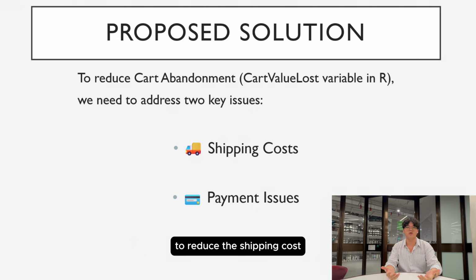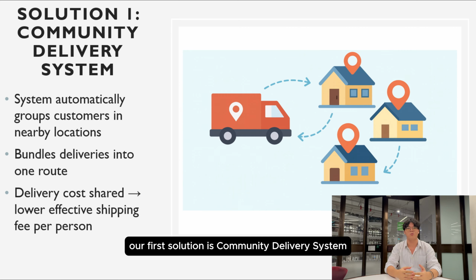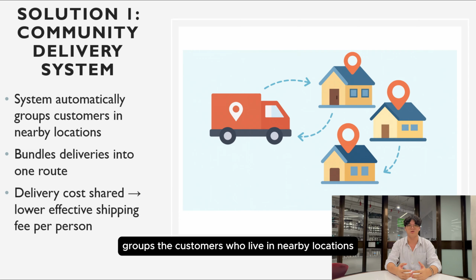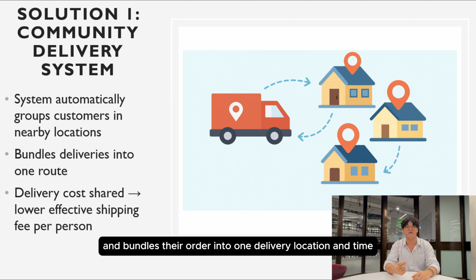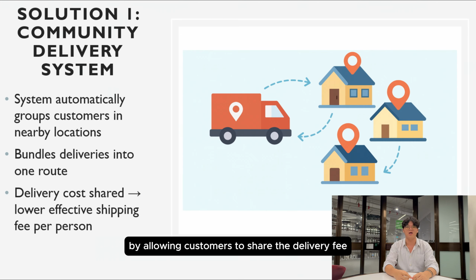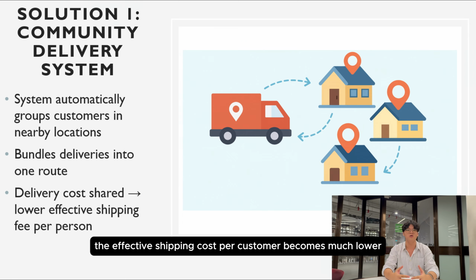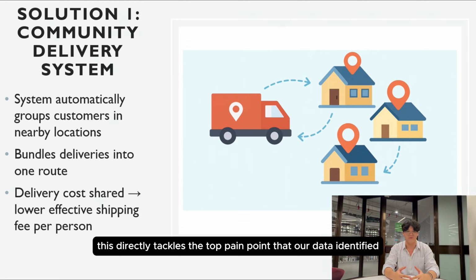To reduce the shipping costs, our first solution is a community delivery system. This system automatically groups the customers who live in nearby locations and bundles their orders into one delivery location and time. By allowing customers to share the delivery fee, the effective shipping cost per customer becomes much lower. This directly tackles the top pain point that our data identified.